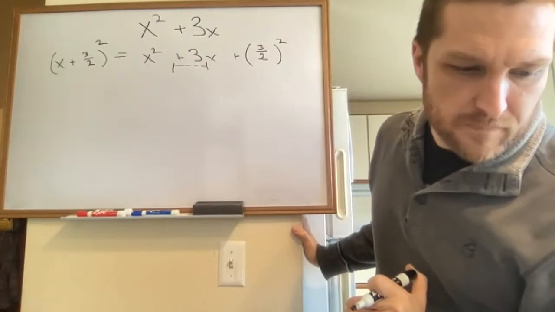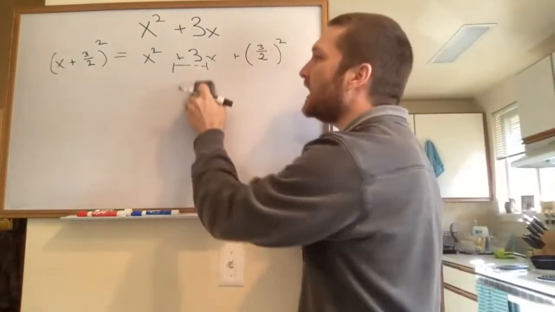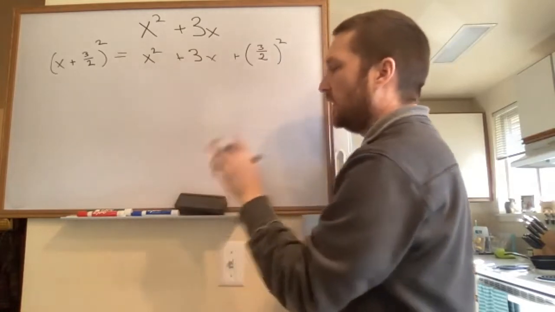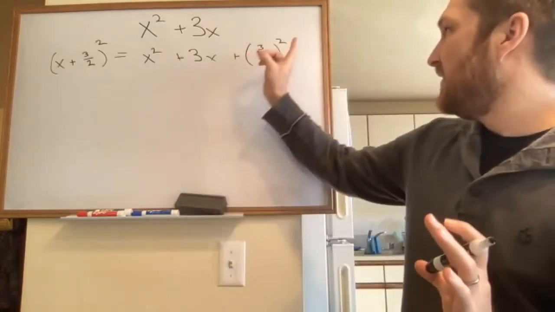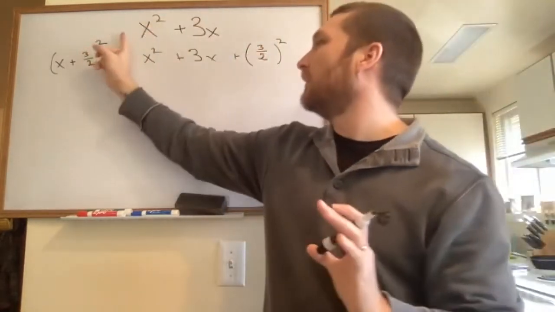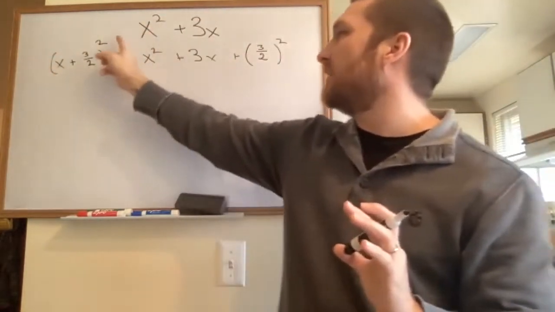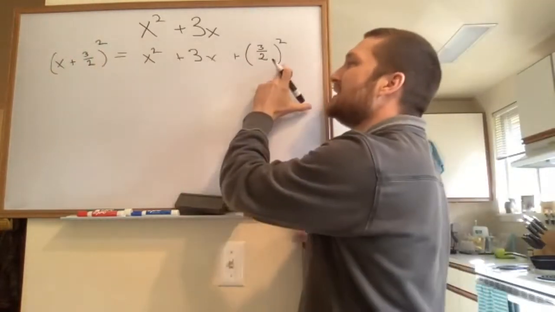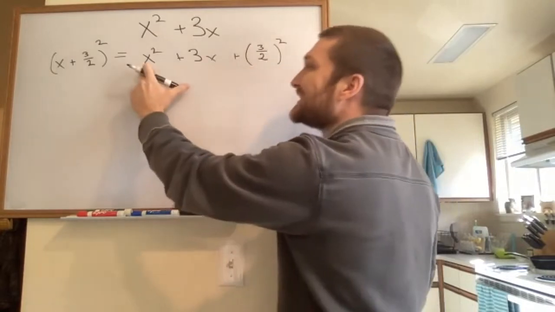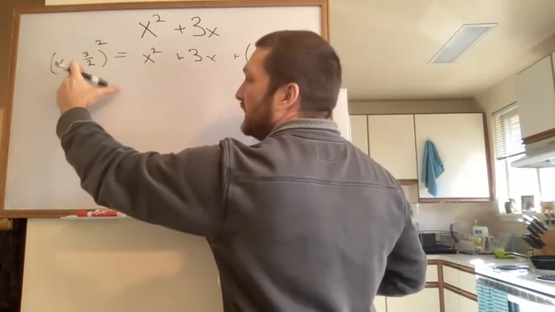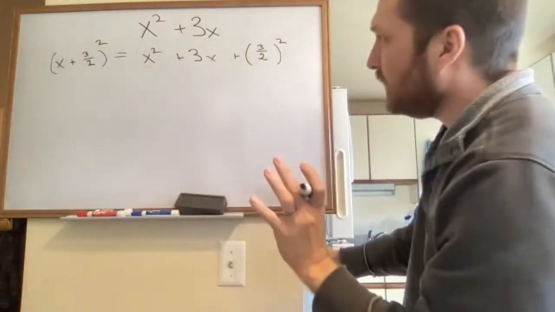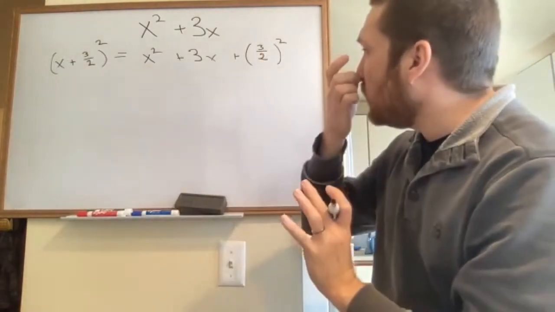And so now, let's not lose sight of what this means. This means that this entire thing is equal to this entire thing right here. In other words, whenever I see something like this, I could replace this with this right here.